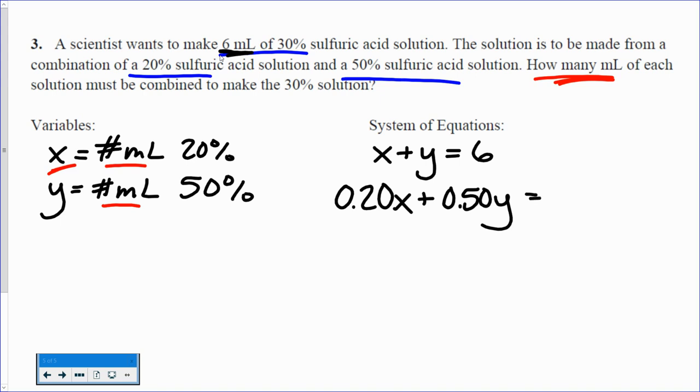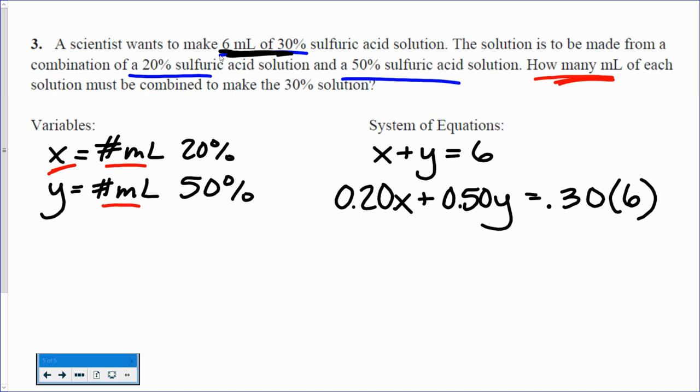Equals, now I have a lot of students that will equal it to 6. You're going to get no solution if you equal it to 6, because you have the same exact problems, but you change the coefficients in front of X and Y and you have it equal to the same thing. So we can't do that. We have to take 30% of 6. So 0.30 times 6. Or you can write that then as 1.8.